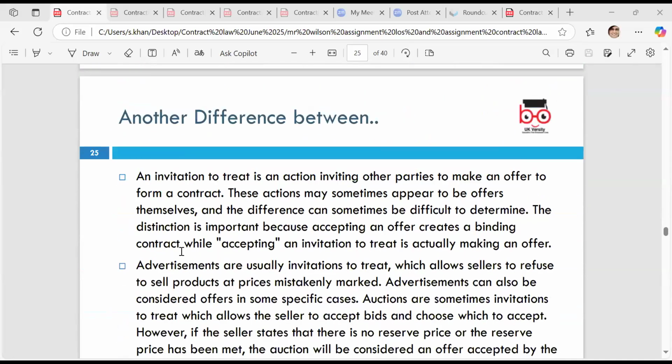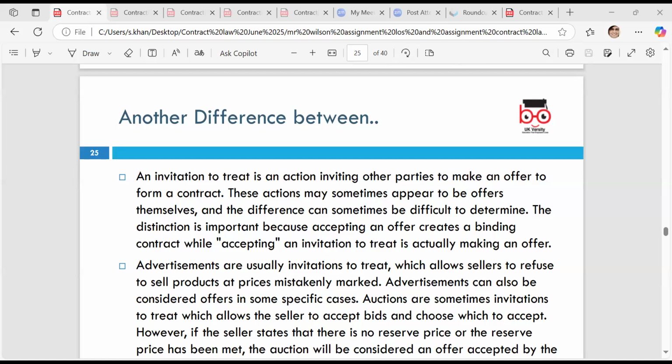Another difference between an invitation to treat and an offer is that, like we said, an offer is a clear statement of terms under which the offeror is willing to be bound. An offer creates a binding contract upon acceptance by the offeree, whereas an invitation to treat is primarily a step in negotiations, not intended to be legally binding, and invites others to make offers which the invitor can then accept or reject.